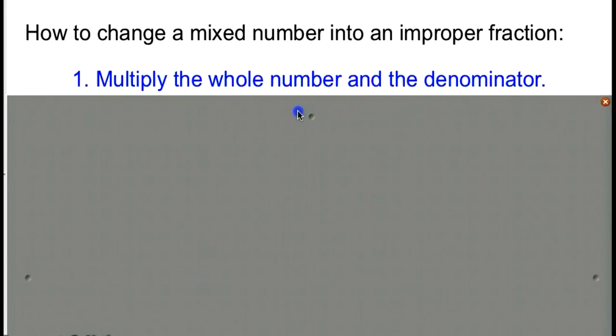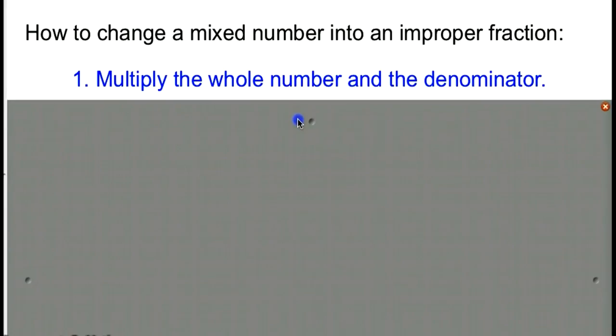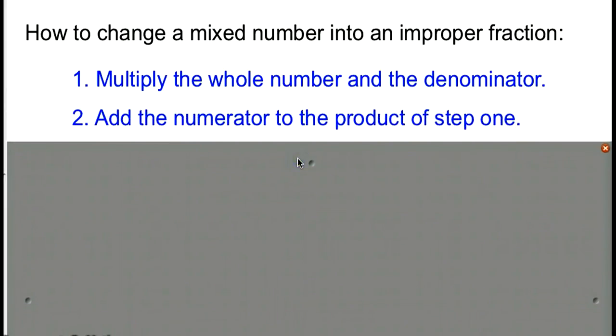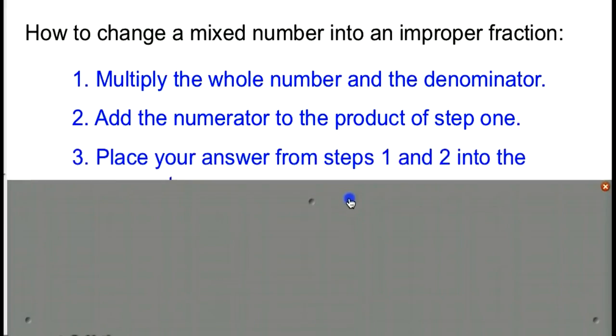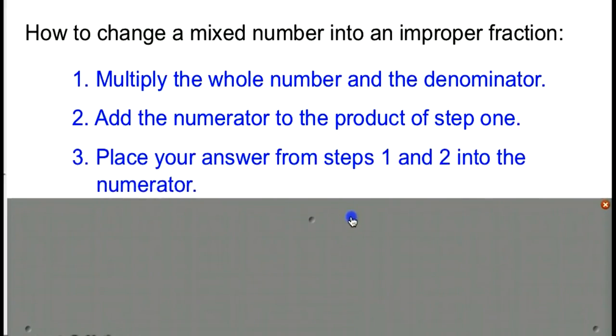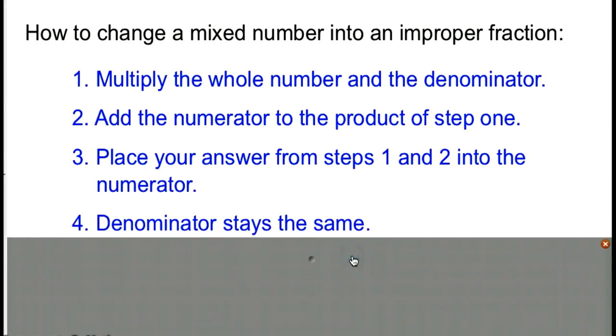Number 1 is to multiply the whole number and the denominator. Number 2, add the numerator to the product of step 1. Number 3, place your answer from steps 1 and 2 into the numerator. And step 4, the denominator will stay the same.